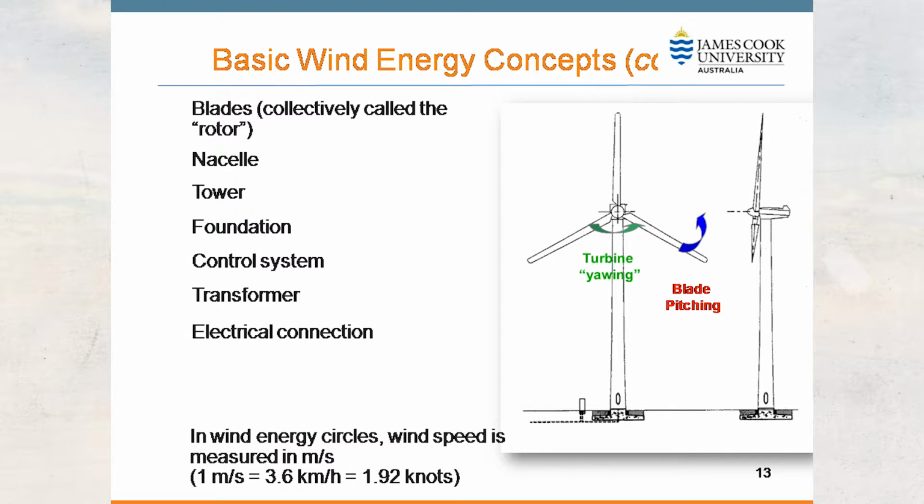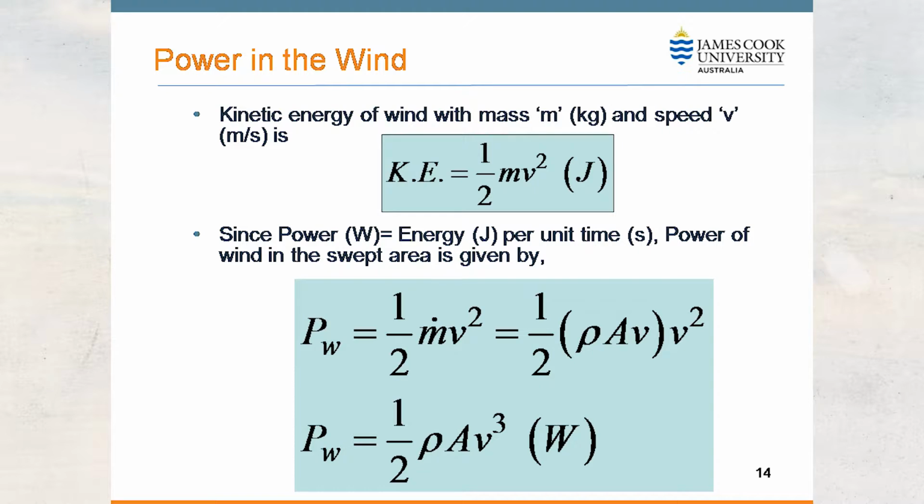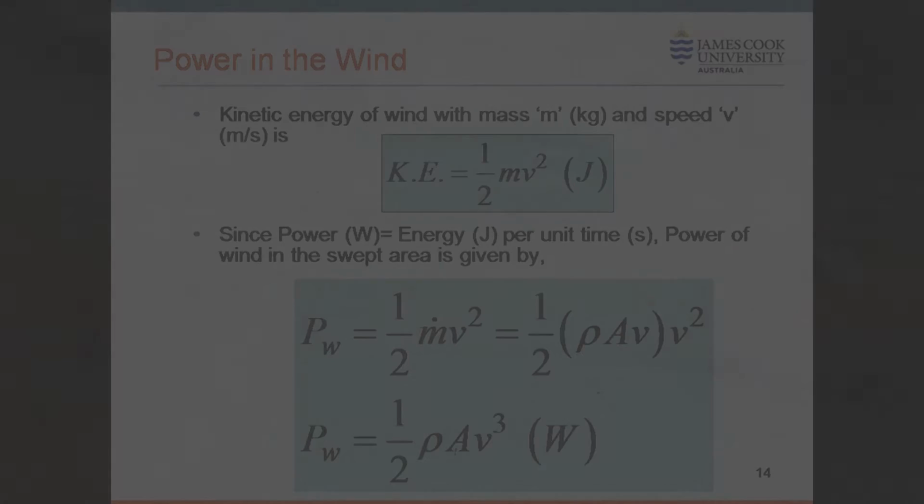A wind turbine has some important components like the nacelle, tower, foundation, control system, transformer, and electrical connection. The theory of wind power says that the amount of power that a wind turbine can produce is proportional to the wind speed at the location to the power 3. For example, if one wind turbine is installed here in Marrakesh, where the average wind speed is 4 meters per second, and the same turbine is installed somewhere the average wind speed is 8, the amount of power will increase by a factor of 8, because it is proportional to speed to the power 3.